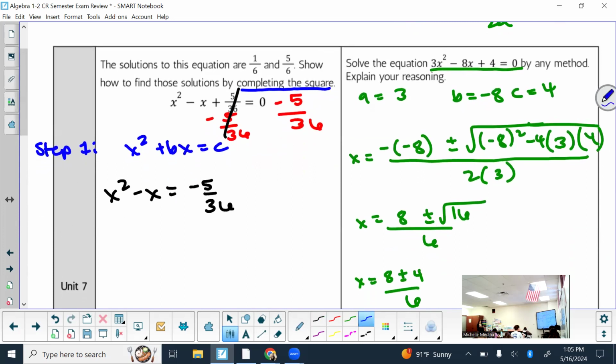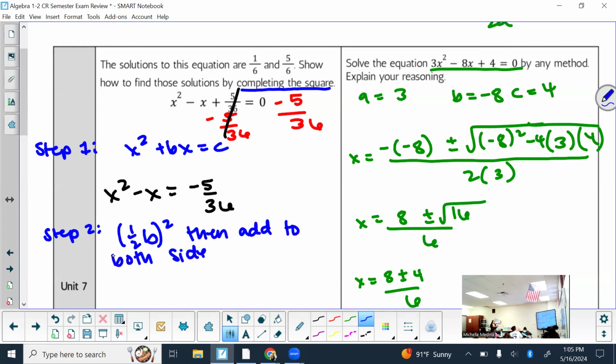So then step 2 is to take half of b, so it's kind of a weird step, I know. You take half of b and then do what with it? Square it, then add to both sides. We went through in the lesson why that is. So really now I just need you to memorize it, no matter how weird it is.